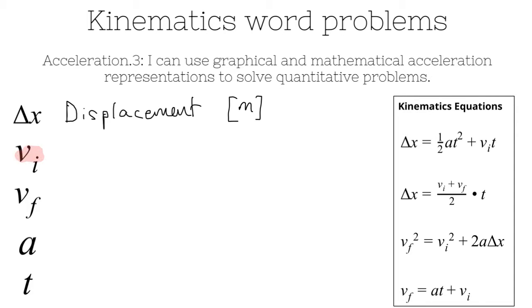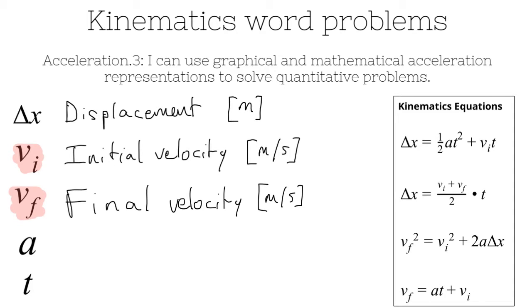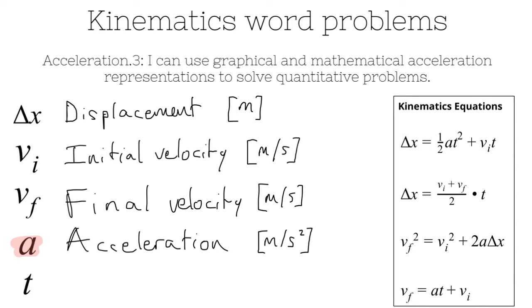Next up, VI stands for velocity initial, or the initial velocity of an object, and that's measured in meters per second. Likewise, VF stands for final velocity when the object has reached its endpoint, also measured in meters per second. The variable A stands for acceleration, and that is measured in meters per second squared, or meters per second per second. And last but not least, the variable T stands for time, and that's measured in seconds.